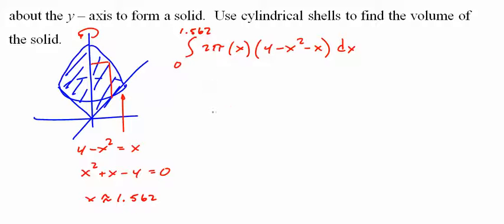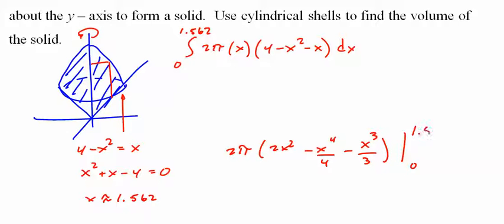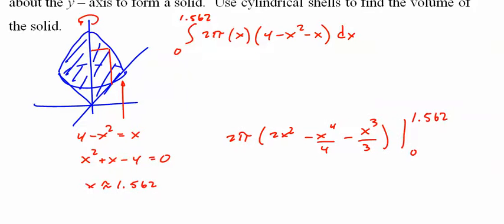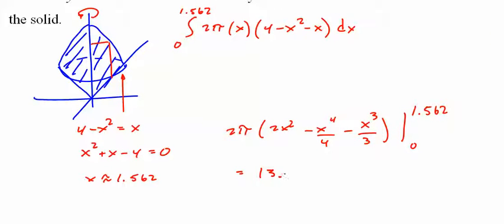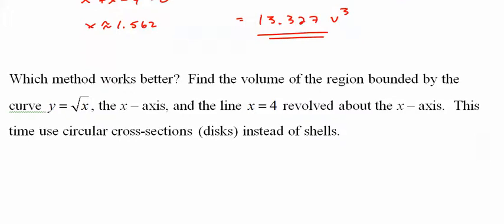Again, I'm not going to do the calculus just in the interest of time. If you'd like, go for it. You should end up with 2 pi times 2x squared minus x to the 4th over 4 minus x to the 3rd over 3 from 0 to this weird little 1.562, and that should get you about 13.327 units cubed. Wow is all I can say. And we did this above.